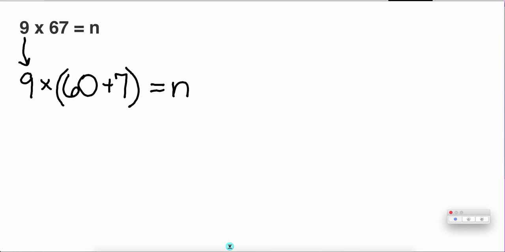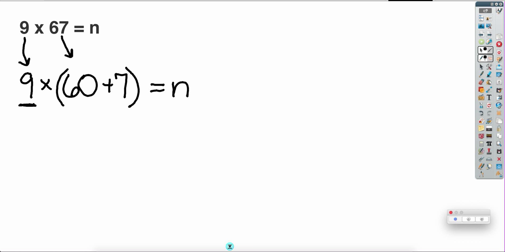Now let's get into how we distribute. Distribute, remember, means to give out, share out. So what we're going to be doing is sharing the 9. We are going to share the 9 into each value inside my parentheses. So I am going to distribute the 9 to the 60, and then I'm going to distribute the 9 to the 7 as well.